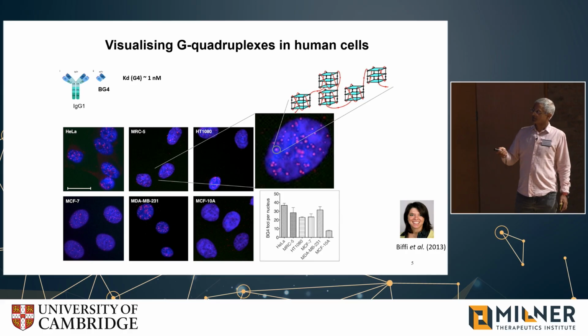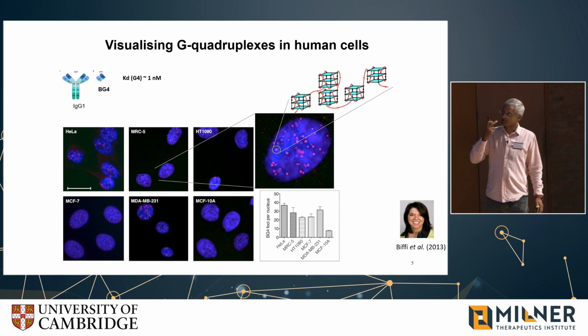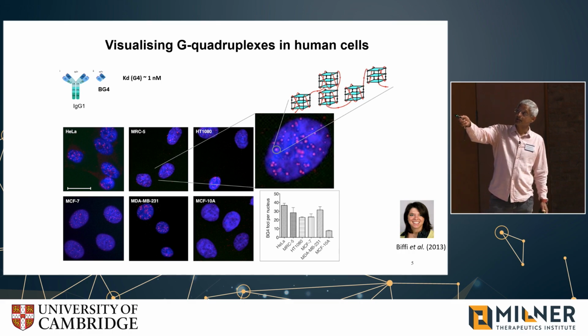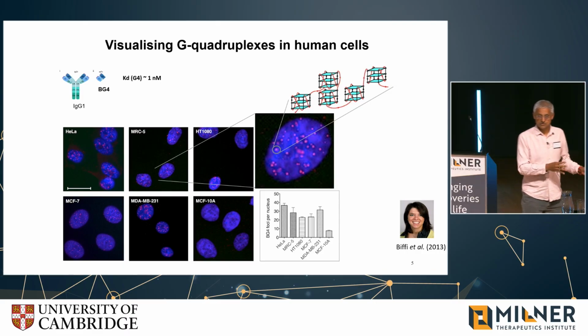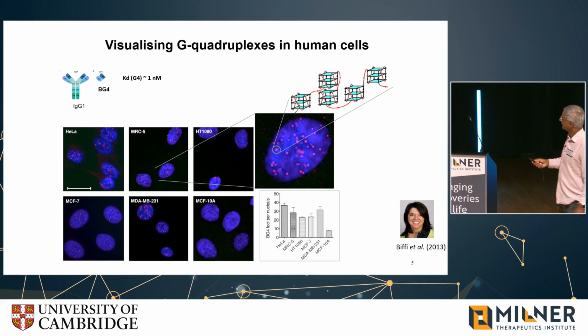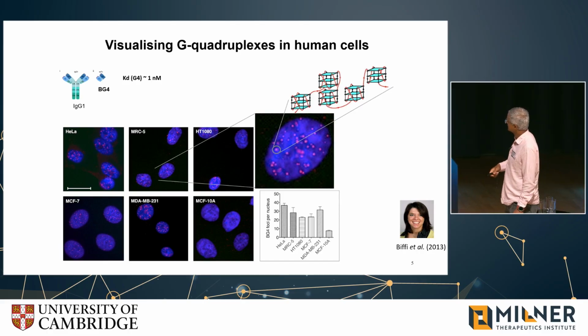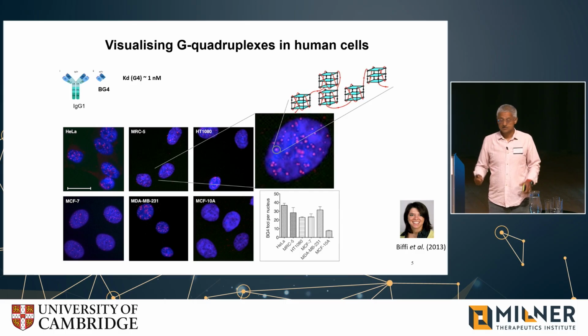Now, it wasn't until 2012 when Julia Biffy did these experiments, but we used the Greg Winter method to engineer single-chain antibodies, and here's one which we call BG4, and this antibody recognizes this structural fold in DNA and also in RNA, actually, with 1 nanomolar dissociation constant, and it does not recognize a double helix.